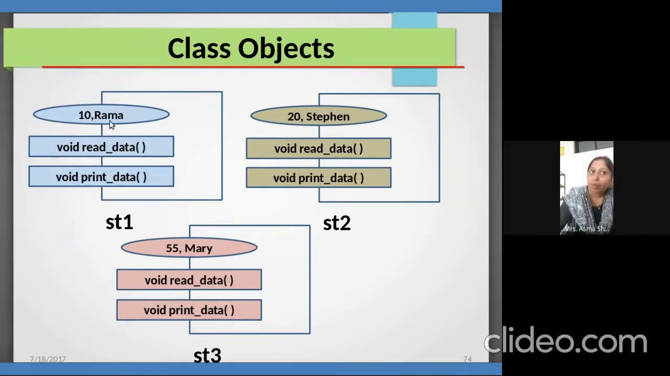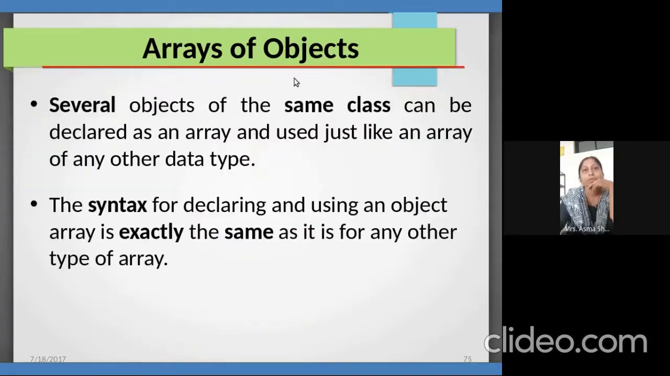So what exactly is happening? We are allocating different attribute values to different objects. Here, the student ID is 10 and the name is Rama. Again here, the student ID is 20 and the name is Stephen. Student ID 30, roll number 55, and Mary is the name of the student. So these are different memory locations when we create an object.